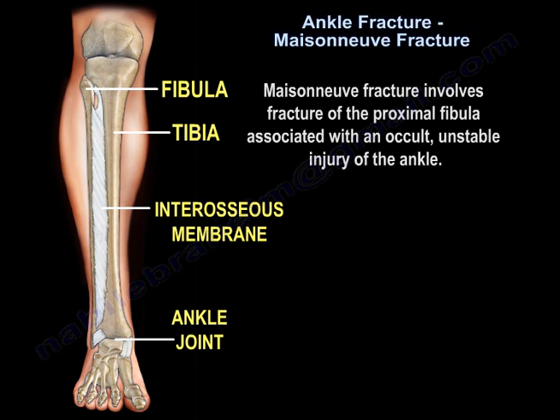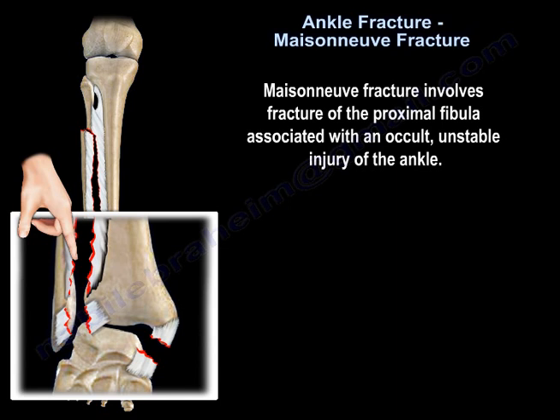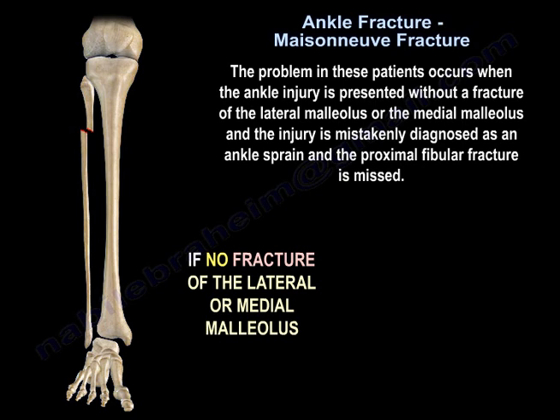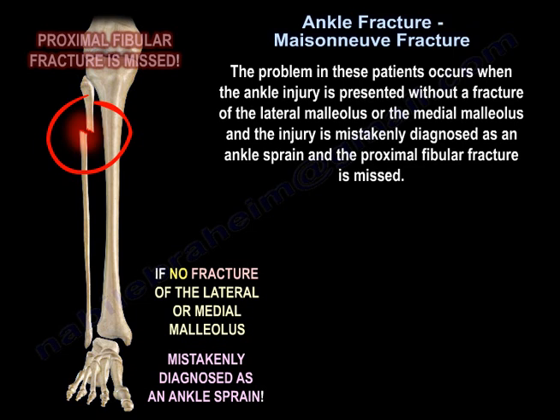Ankle fracture, Maisonneuve fracture. Maisonneuve fracture involves fracture of the proximal fibula associated with an occult unstable injury of the ankle. The problem in these patients occurs when the ankle injury is presented without a fracture of the lateral malleolus or the medial malleolus, and the injury is mistakenly diagnosed as an ankle sprain, and the proximal fibular fracture is missed.